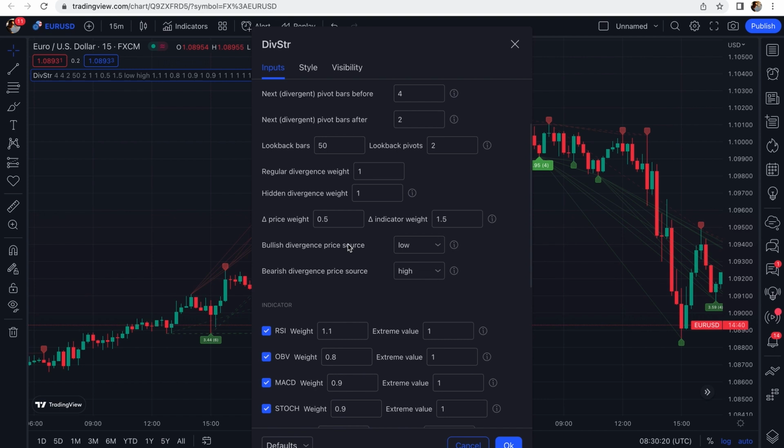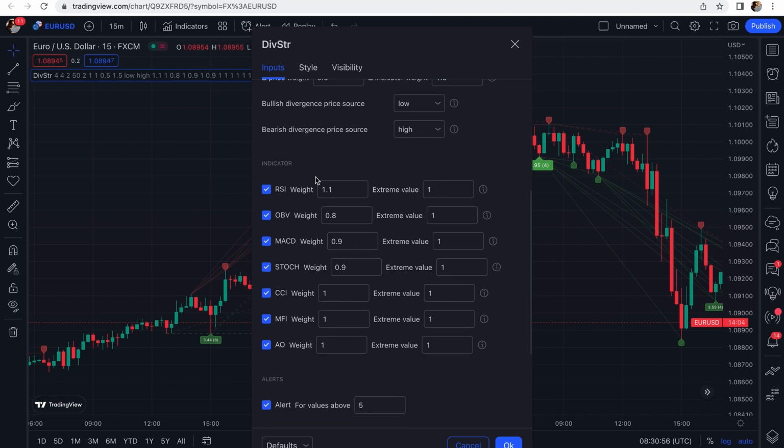For example, for magnitude of price change and for magnitude of indicator change, and also for each indicator, you can see that a weight is assigned. For example, here RSI has the highest weight among others. The default setting works pretty well, but you can adjust the weight based on your trading strategy so it will better match your whole analytical process. For example, you may give more weight to OBV if your trading strategy is more focused on volume changes.